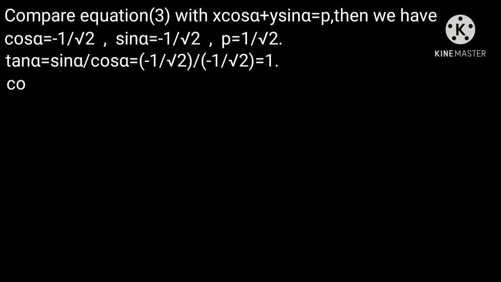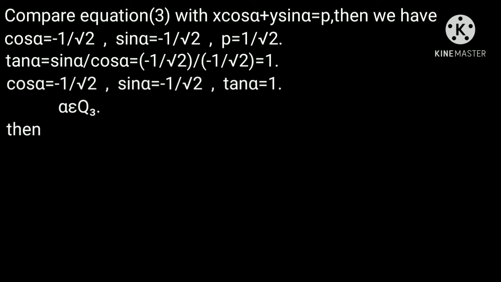We know that cos alpha equal to minus 1 by root 2, sin alpha equal to minus 1 by root 2 and tan alpha equal to 1. Then alpha belongs to Q3. Then alpha equal to pi plus theta. Here the theta value is 45 degrees. Then alpha equal to pi plus pi by 4. By calculation, alpha equal to 5 pi by 4.